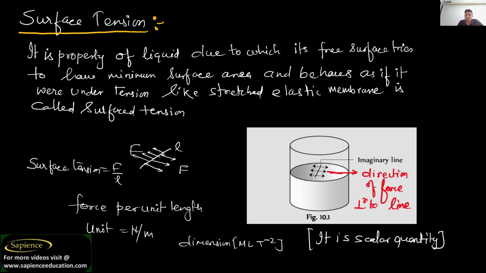Now, I am coming to the main topic. What is surface tension? Tension means what? Some stretching like this. It is the property of a liquid due to which its free surface has a minimum surface area and behaves as if it were under tension, like a stretched elastic membrane, and this is called surface tension. So I will show you one GIF so that you can understand.